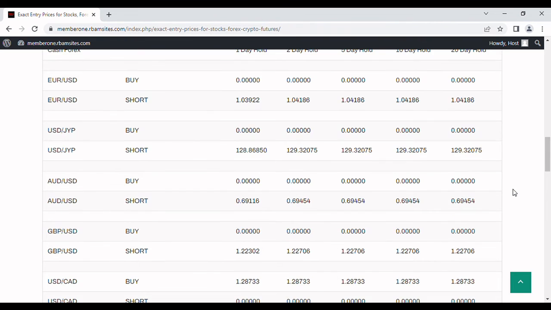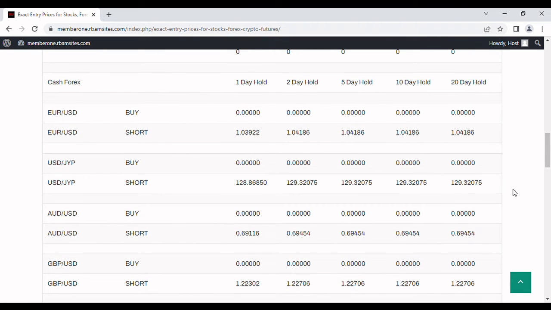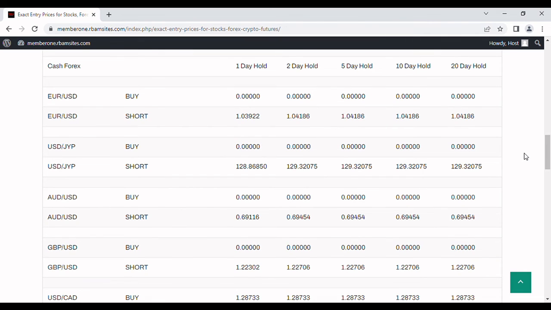We go down here, these are cash Forex, and there's all the major pairs here. These are the euro dollar against the US dollar, and the same thing. It's listing either buys or shorts. In this case for euro dollars, it's looking at shorts across the whole periods 1 to 20 days. These are market days, not calendar days. These are market days or trading days.